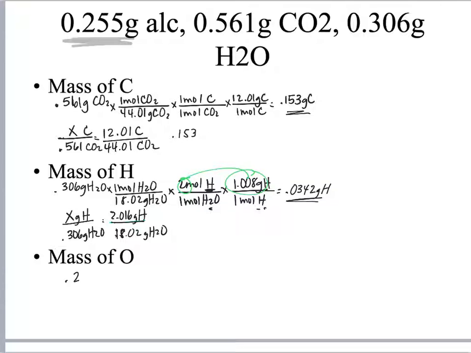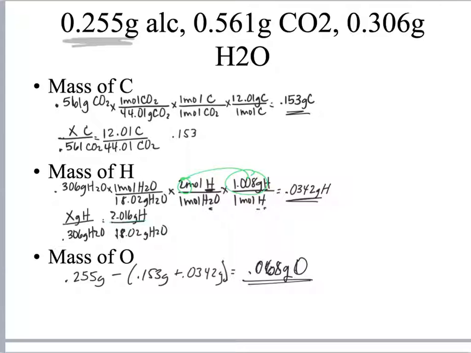So the mass of the alcohol was 0.255 grams, and we're going to subtract the carbon and hydrogen masses, which will give us a mass of 0.068 grams of oxygen in our alcohol. So since we have those 3 masses now, we can figure out our empirical formula.